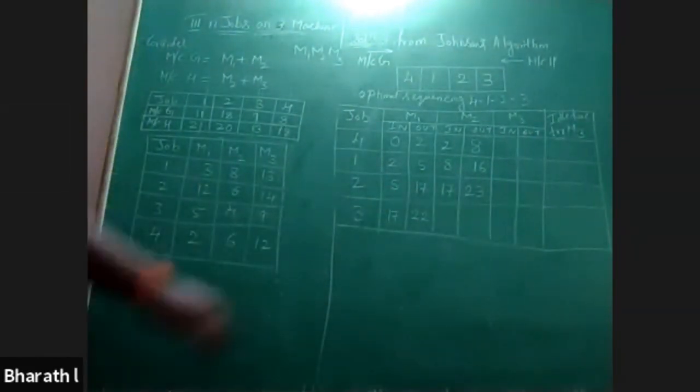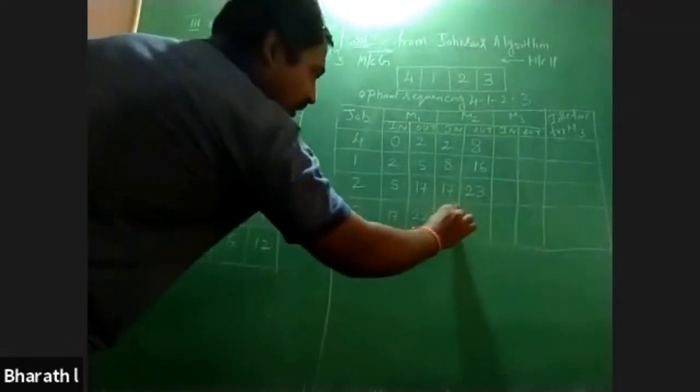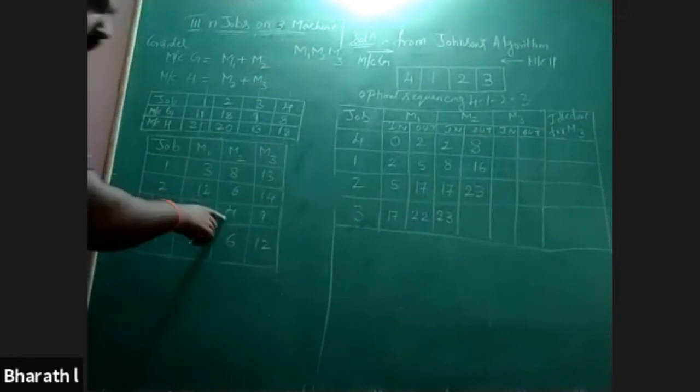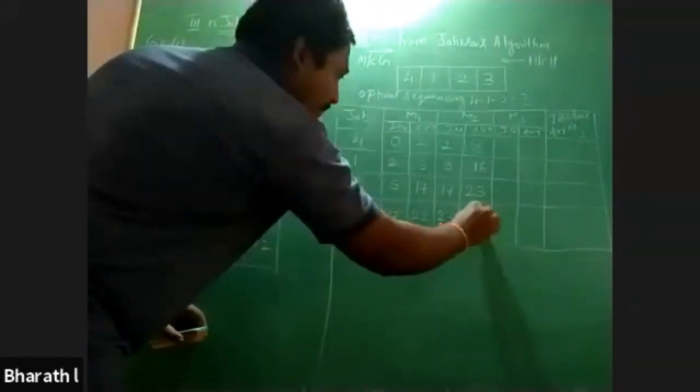Then similarly, job 3 will enter after 23 minutes. Job 3 is 4. 4 plus 23 will get 27. The next will fill with respect to machine 3.